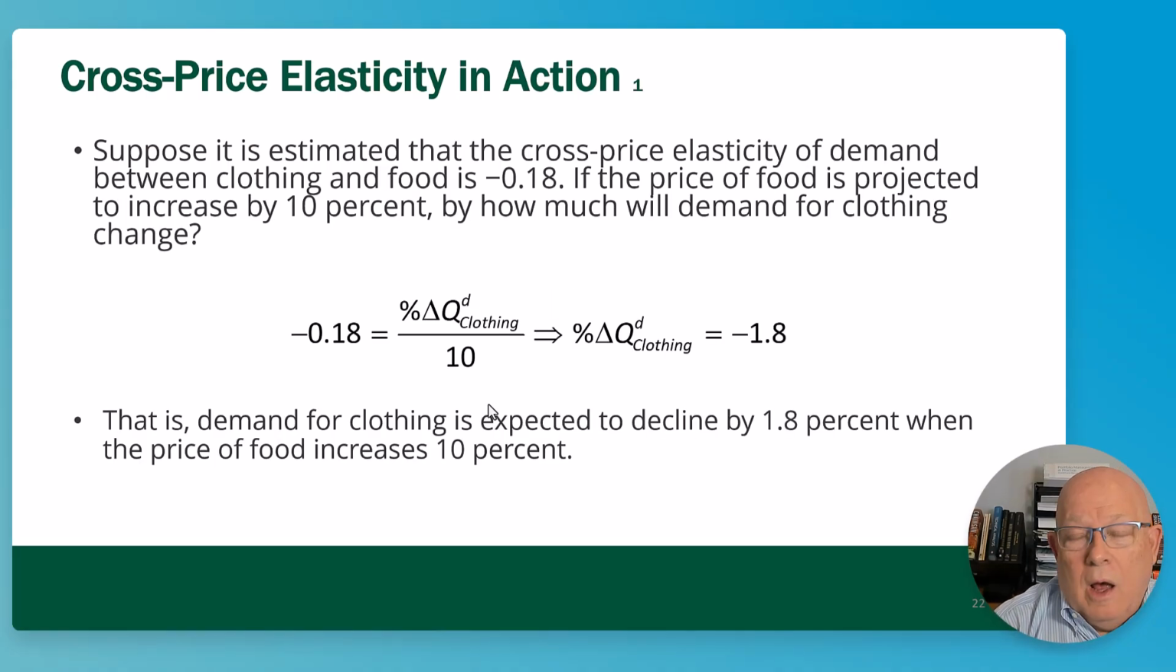So this is the estimate of the cross elasticity of demand of minus 0.18. So if we expect that food cost is going to increase by 10%, then people will have less money to spend on clothing. So we would expect the demand for clothing to decline by the elasticity, minus 0.18 times 10%, or in this case, 1.8%.